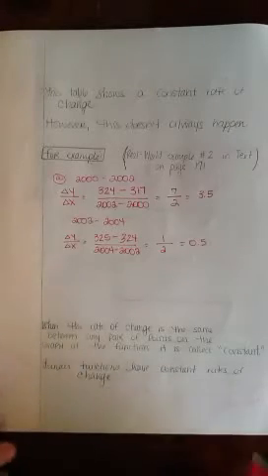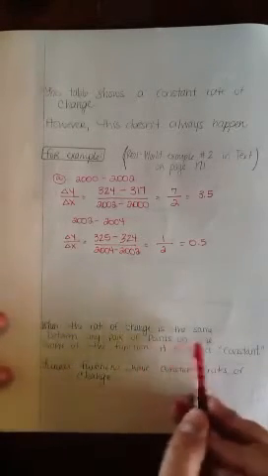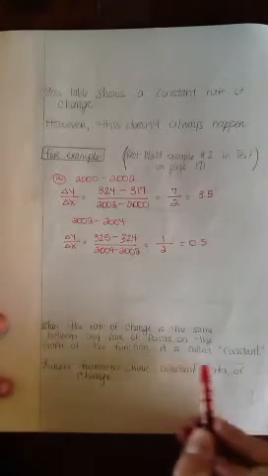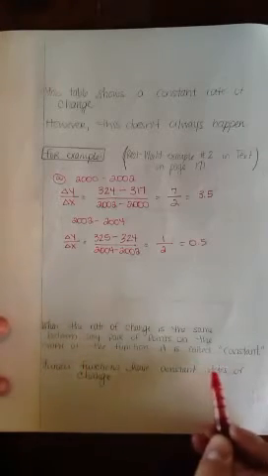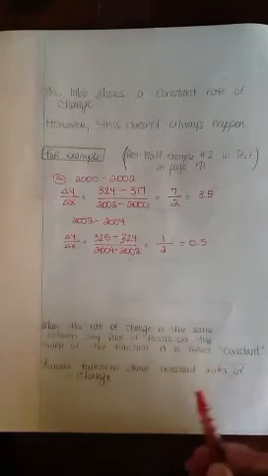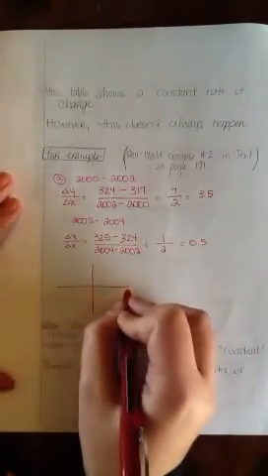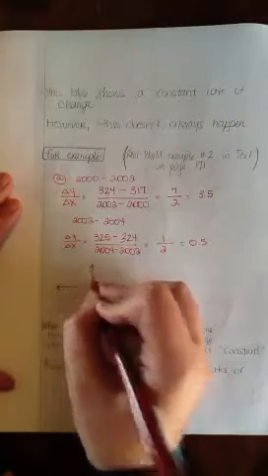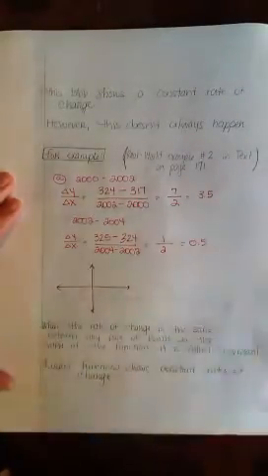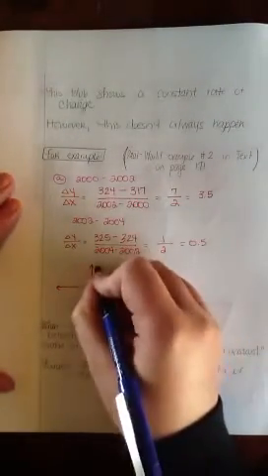Okay, so when the rate of change is the same between any points on the graph of the function, it is called constant. So if I were to draw in a graph, and I have a line, I should label my axes, huh?